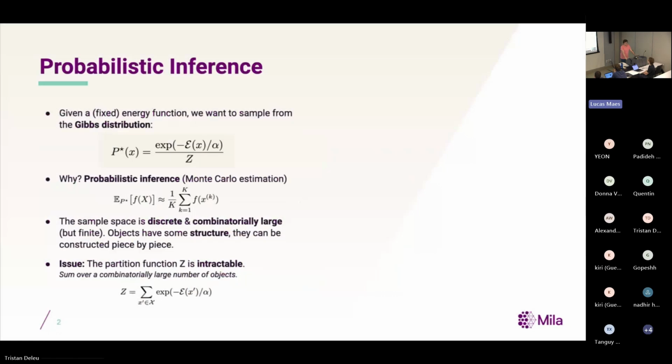And why is this an interesting problem? Well, when you want to do probabilistic inference in general, then you need to compute all sorts of expectations of some functions. And if you want to use a Monte Carlo estimation, then this requires sampling from these distributions. So really, at the core of everything that has to do with inference, we need to tackle this problem of sampling.